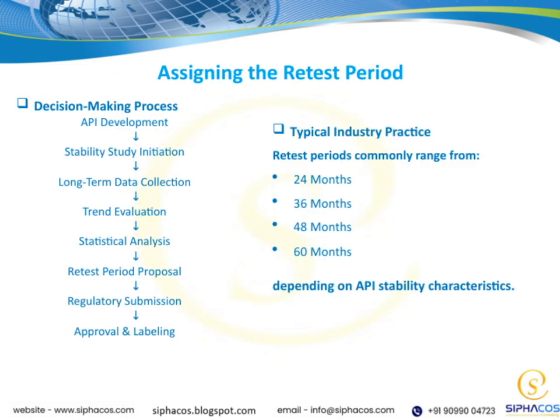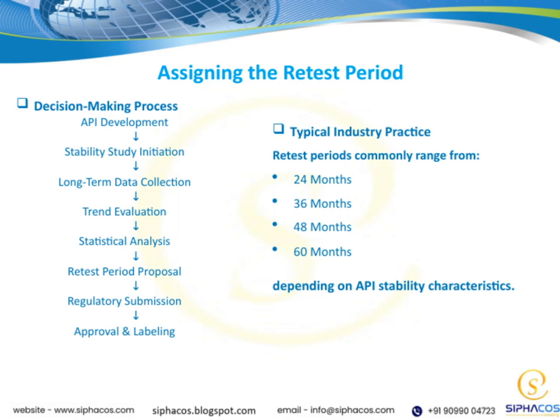When setting retest periods, the industry usually works within a range, from 2 years up to 5 years. The exact timing depends largely on how stable the active pharmaceutical ingredient is. To decide on the right retest period, there's a clear process.